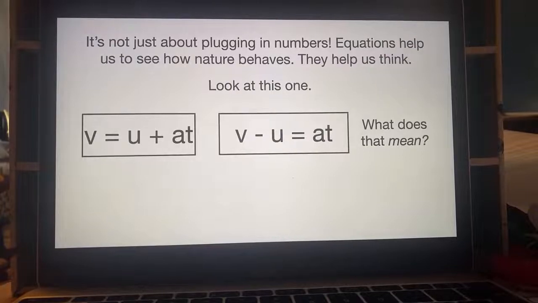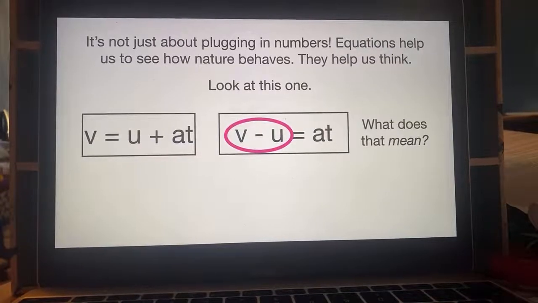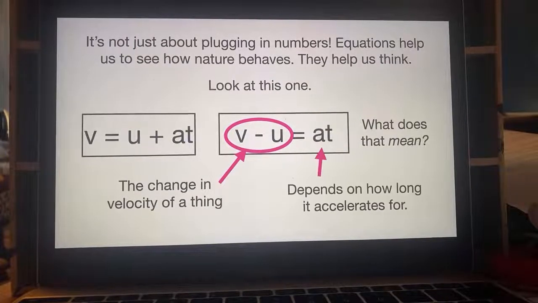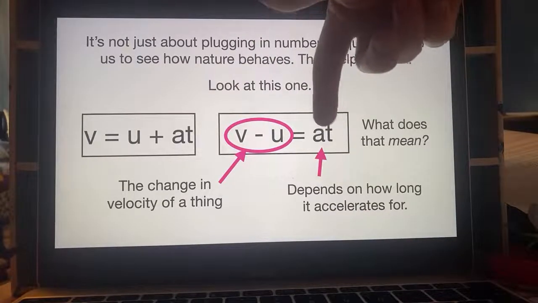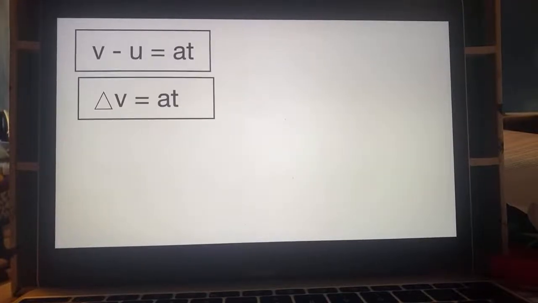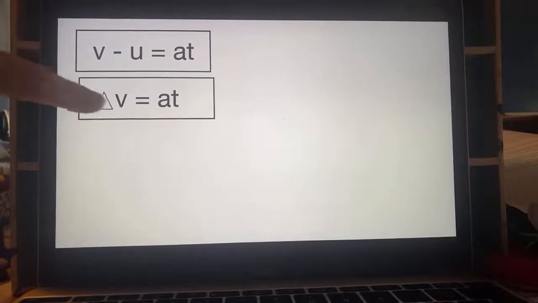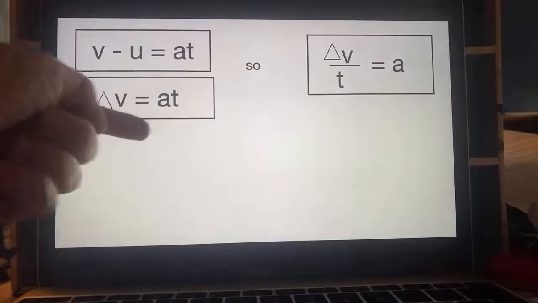Hopefully you can see that those are both the same equation. What does that actually mean? Well, we've got a v minus u here. What is v minus u? The final velocity take away the initial velocity. It's the change of the velocity of the thing, right? So what this equation is telling us is the change of the velocity of a thing is exactly the same as how long it accelerates for. It's acceleration times the time. Okay, let's dig a little bit deeper. Instead of writing v minus u, let's write change in v, because we all know that means change in velocity. So the change in something's velocity equals at. So we can just rearrange that.